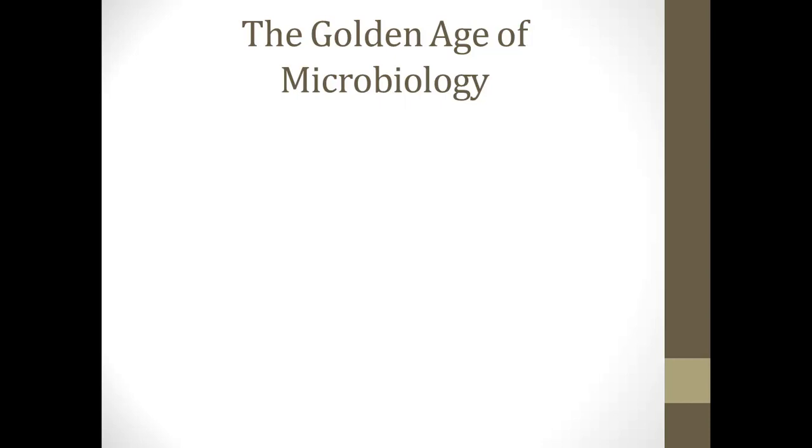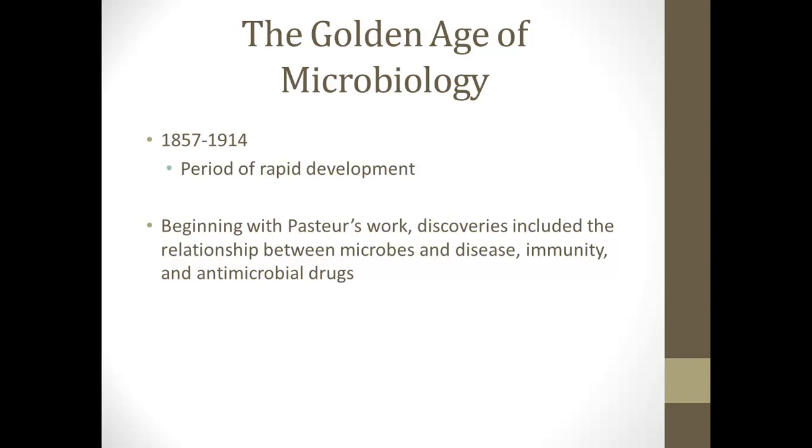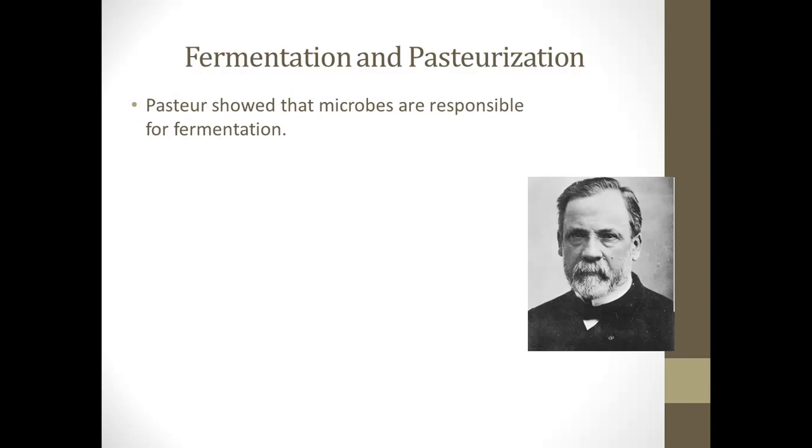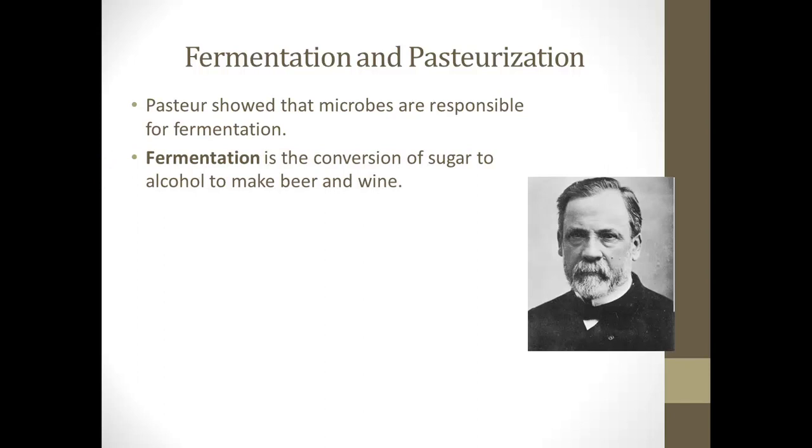The golden age of microbiology was from 1857 to 1914. It was the period of rapid development. It began with Pasteur's work, discoveries including the relationship between microbes, the disease, immunity, and antimicrobial drugs. Pasteur also showed that microbes are responsible for fermentation. Fermentation is the conversion of sugar to alcohol to make beer and wine. Microbial growth is also responsible for the spoilage of food.